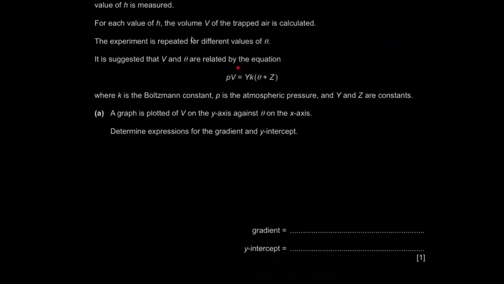So it is suggested that V and theta are related by this equation, PV equals to YK theta plus Z, K is Boltzmann, all of this stuff. Graph is plotted of V on the y-axis against theta on the x-axis. Determine expressions for the gradient and the y-intercept. If V is on my y-axis, let's first isolate this. So V would be YK theta over P plus YKZ over P, right?